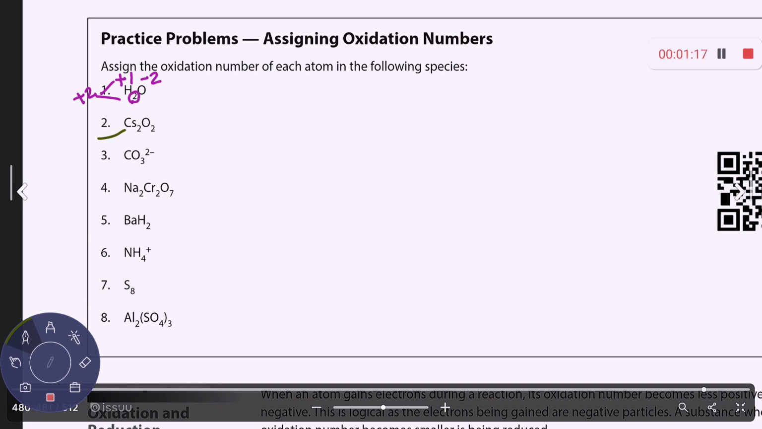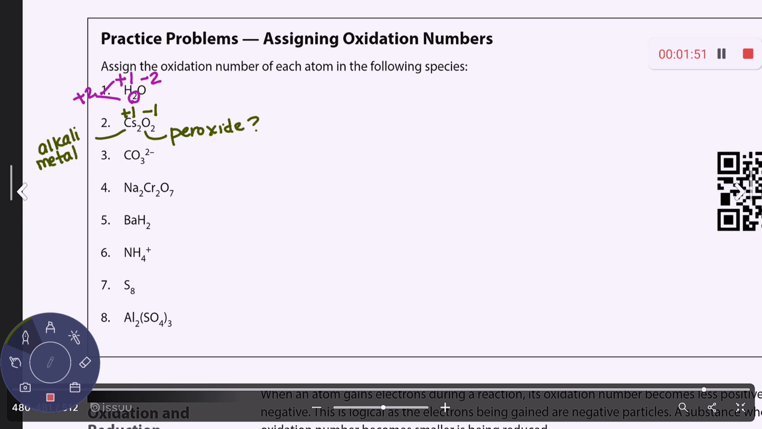Cesium. Cesium is an alkali metal. What is the usual oxidation number for an alkali metal? +1. Okay. And the reason I did that is because this is a metal with O2, so we should be suspicious that this is peroxide. So what would the charge or the oxidation number be on oxygen here? It would have to be -1 because that's the only way to get them to add up to 0. So yeah, that is peroxide.